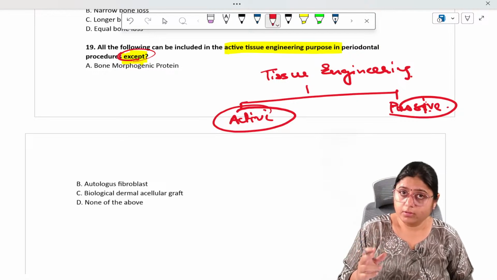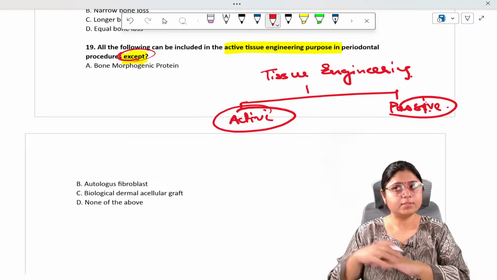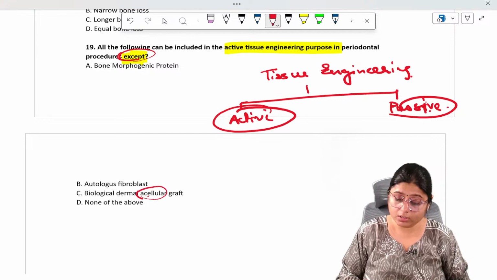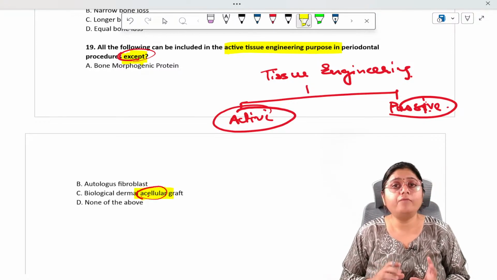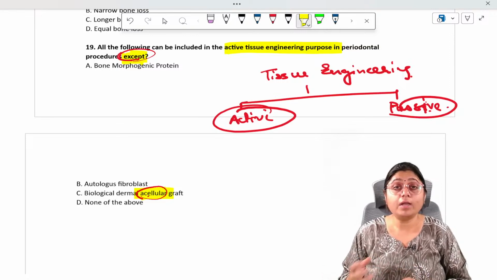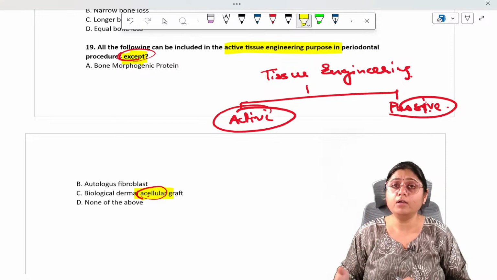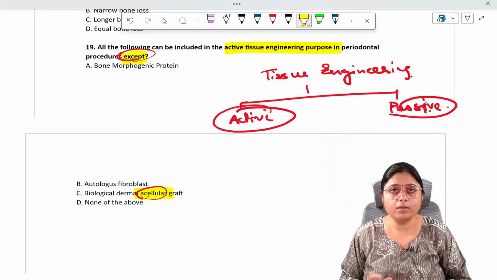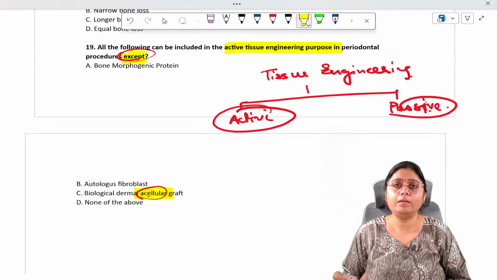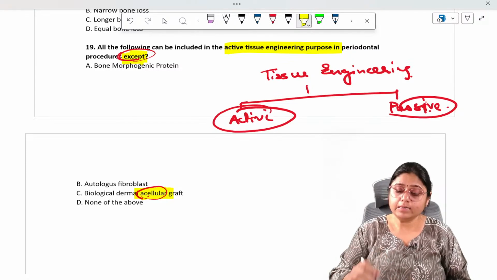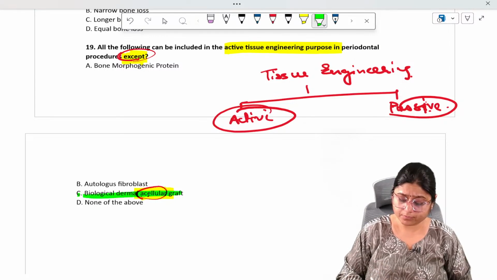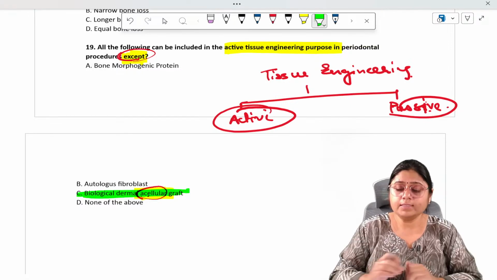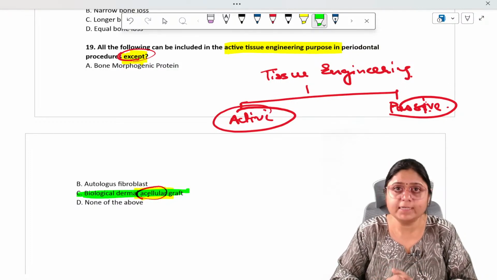They have asked except. Option number C is biological dermal acellular graft. Now here they have extracted a graft from some animal or human source, but they have deprived it of cells. Acellular, the key word here is acellular. They have deprived it of cells, means it does not have any living component in it. It's just a fascia sort of thing. It does not have any living cells, and if no living cells are there, it will not help in healing, right? It will not help in healing. So the answer here is option number C, biological dermal acellular graft.